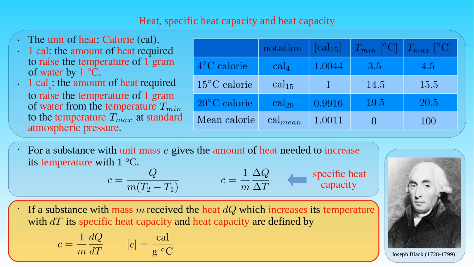The heat capacity C of a body can also be defined as the product of its mass m and its specific heat c, and it provides the amount of heat needed to increase its temperature by 1 degree Celsius. Then the derivative of the heat Q exchanged by a substance with its surroundings with respect to its temperature T simply gives the heat capacity of the substance. From this definition we see that the unit of heat capacity is calorie divided by degree Celsius.